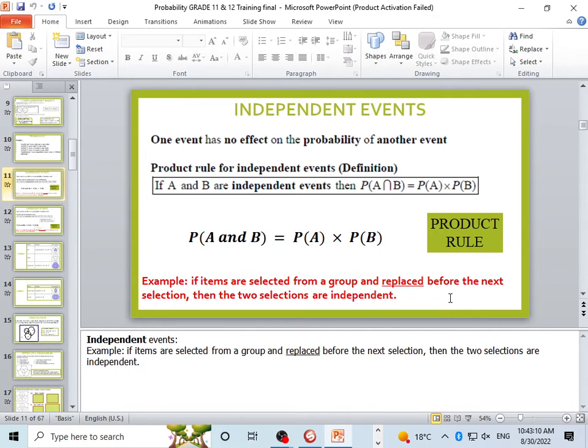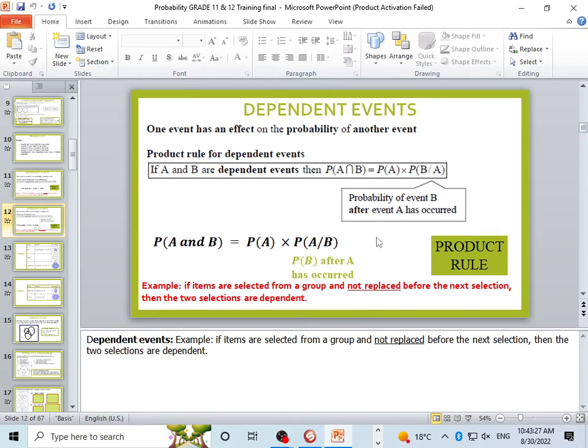Okay. Independent events. One event has no effect on the probability of another event. Okay, so the probability of A and B, probability A times probability B. That's what we had with the coin and with the dice. Okay. You can use the product rule there. That's the one that we started with.